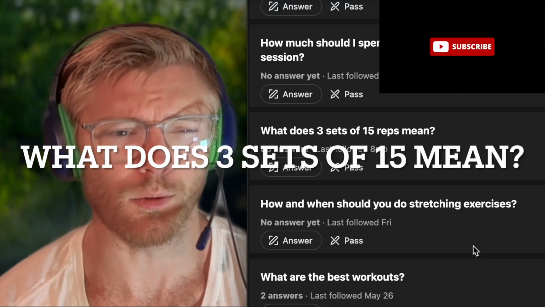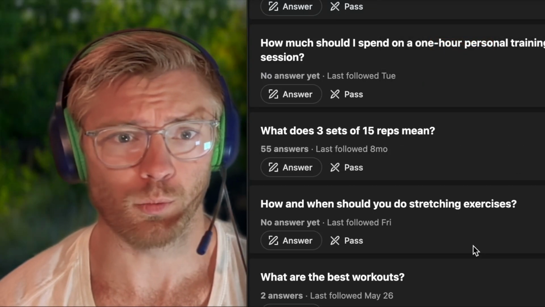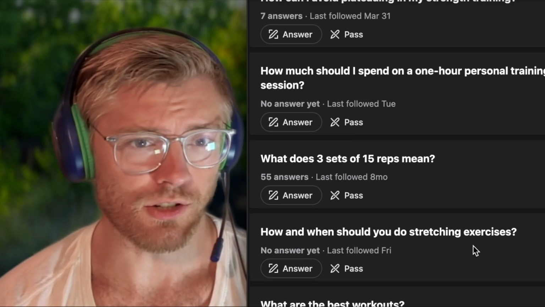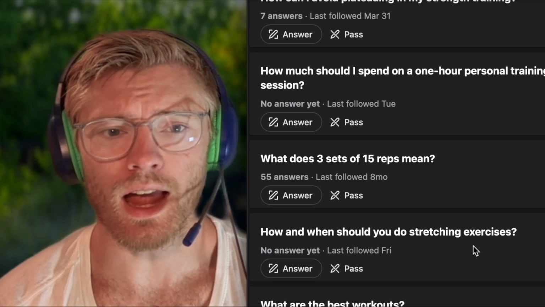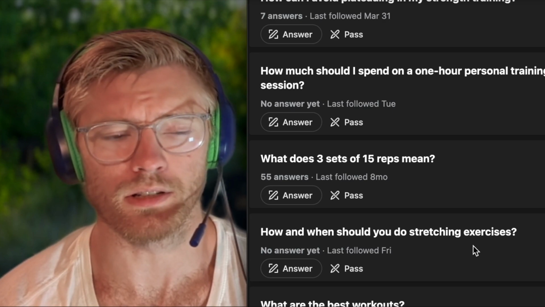3 sets of 15. What does that mean? This is something I get asked a lot. What does sets and reps mean? So repetitions is simply anytime you do an exercise or movement, it's literally counting the movement one time.